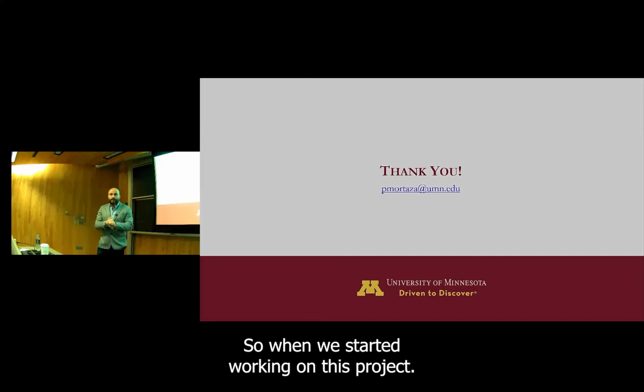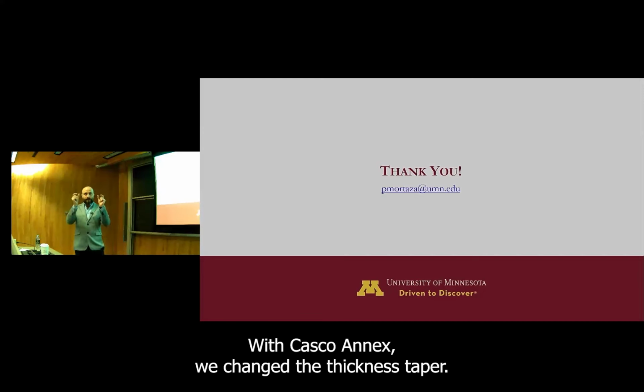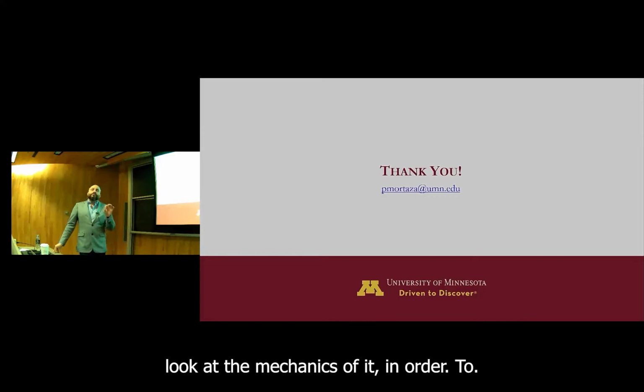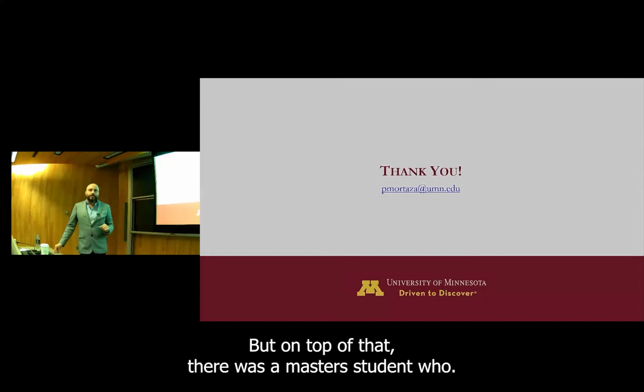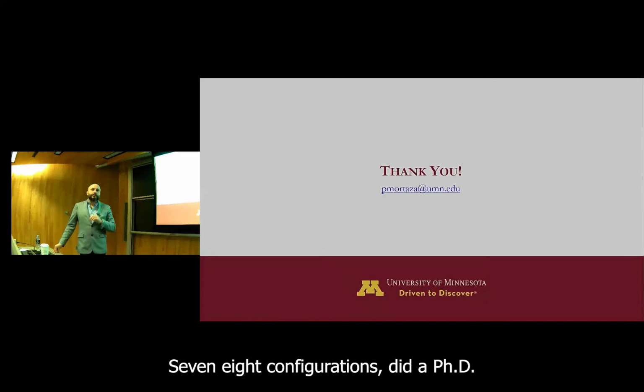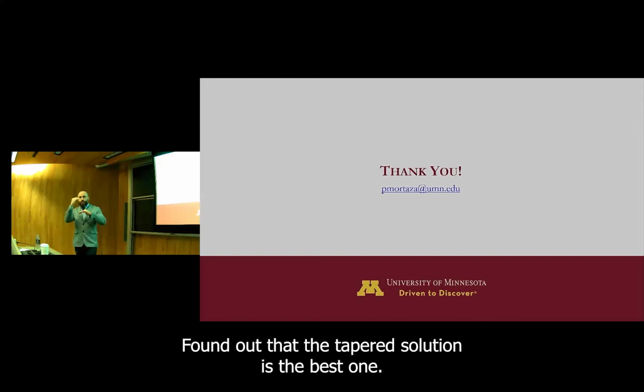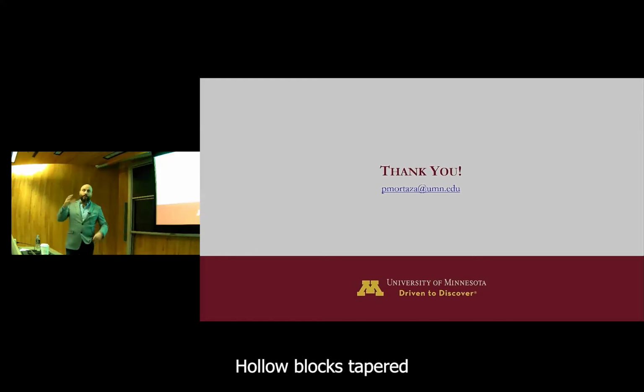That gave us a good starting point. So when we started working on this project with CastConnex, we changed the thickness taper, and that gave us the first design of links. If you look at the mechanics, in order to ensure simultaneous flexural yielding, the shape makes sense. On top of that, a master's student looked at maybe 7 or 8 configurations with FE. She looked at stress concentration, strain concentration, and overstrength, and eventually found that the tapered solution is the best one. Hollow box tapered.